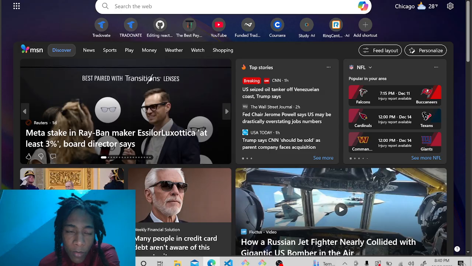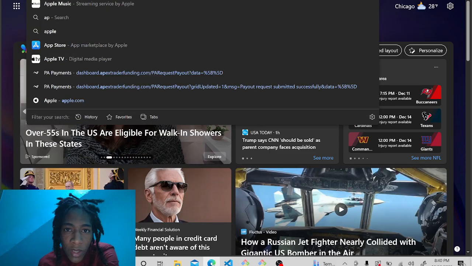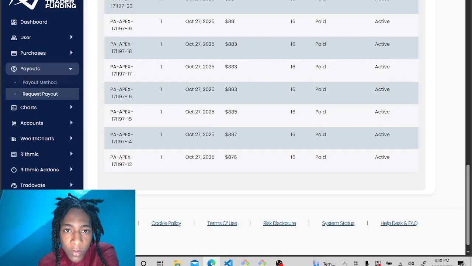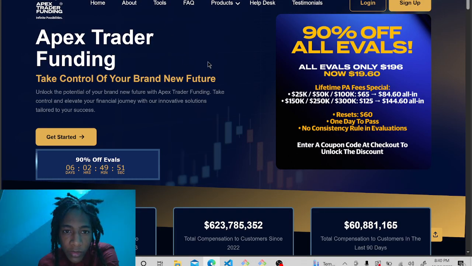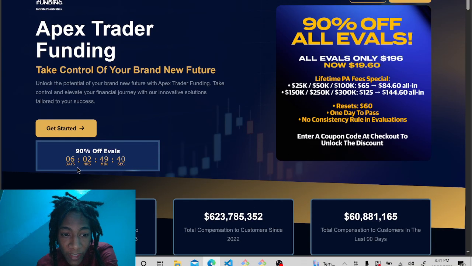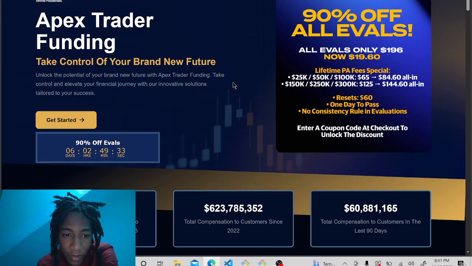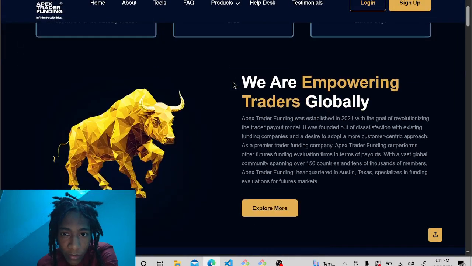So, first, Top Step. Second, my favorite, Apex Trader Funding. Actually, I have them pulled up right here. So, Apex Trader Funding. I have an account with them. See, this is them. Right now, they have 90% off on their accounts. So you can get an account right now, for the next 6 days, for $19. Okay? $19 for one account. And when you pass it, you just pay $84 or whatever to activate it. Okay?